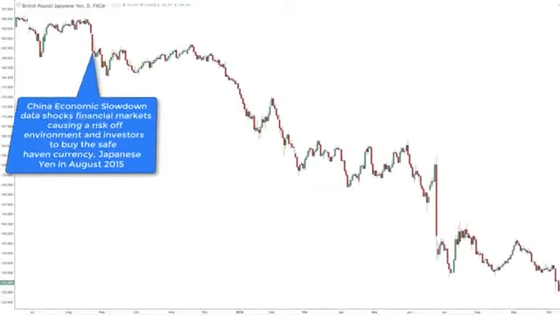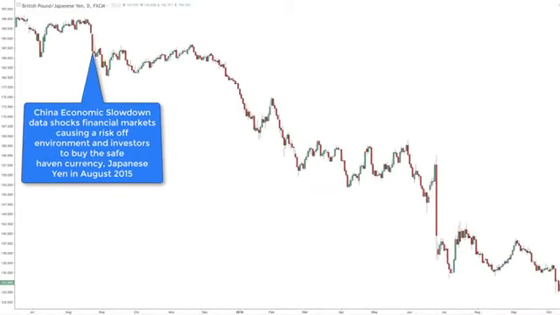The risk of China, the world's second biggest economy, slowing down and possibly going into the contraction phase of the business cycle after years of boom created a risk-off environment in August 2015.